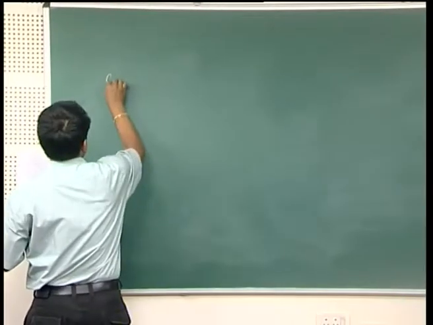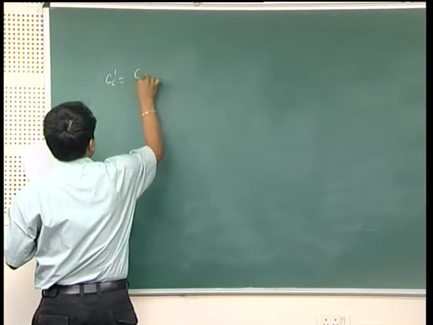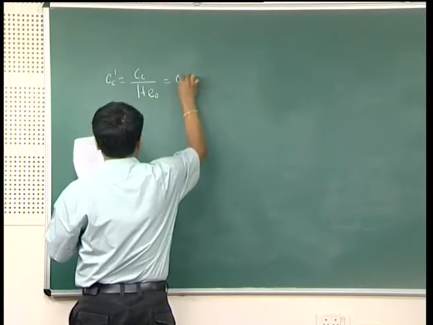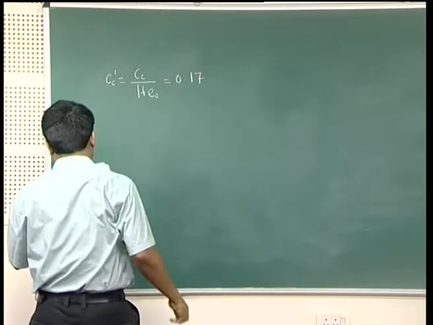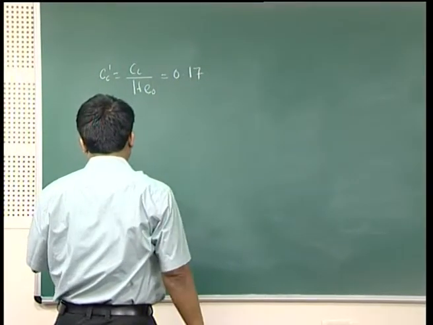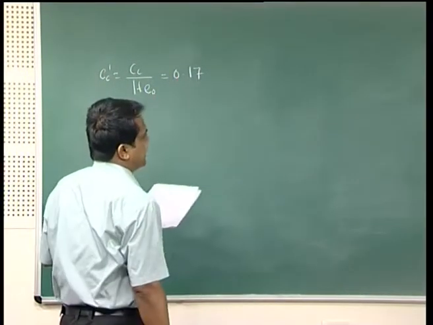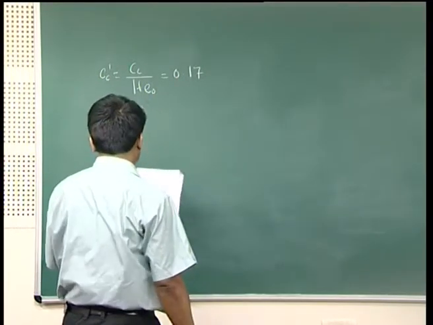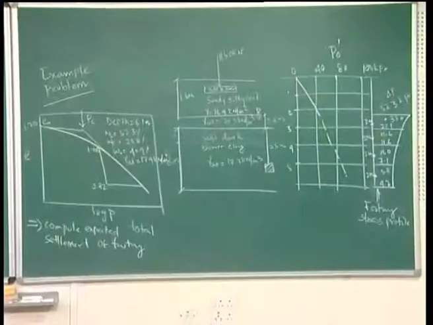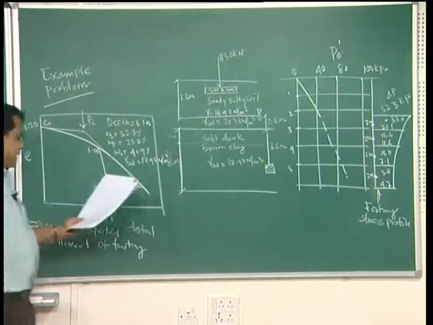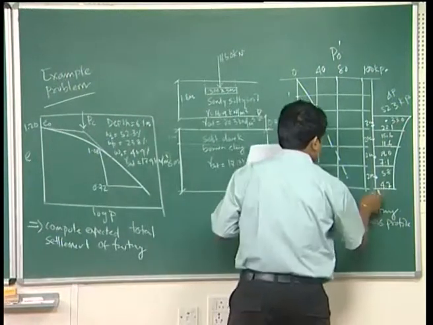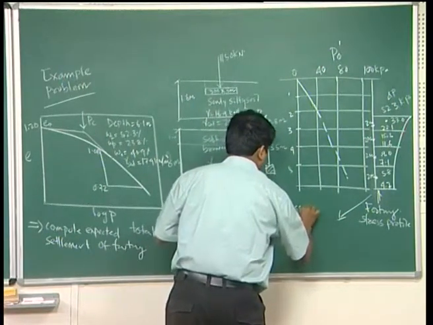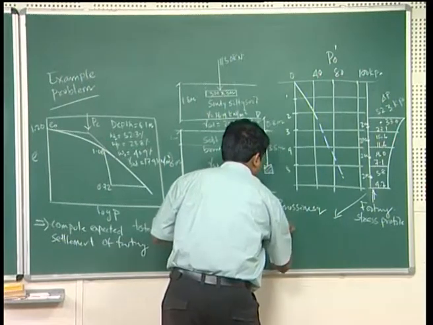Now, Cc prime is equal to Cc by 1 plus E 0, which gives Cc prime equal to 0.17. Next you obtain delta P, the increase in stress. The increase in stress below the footing is already given; it has been calculated based on Boussinesq's method.